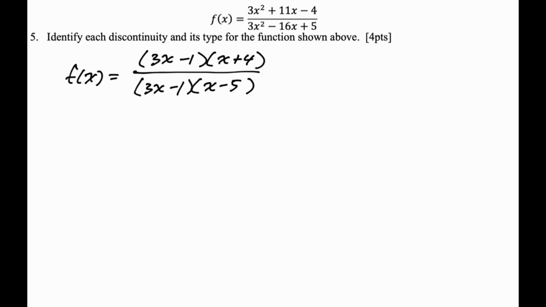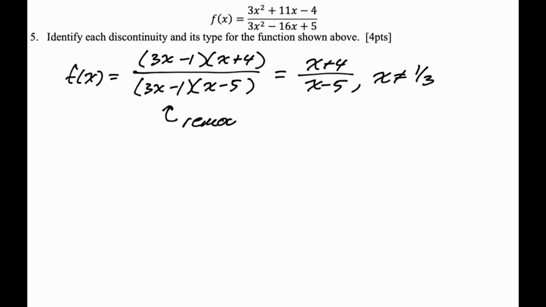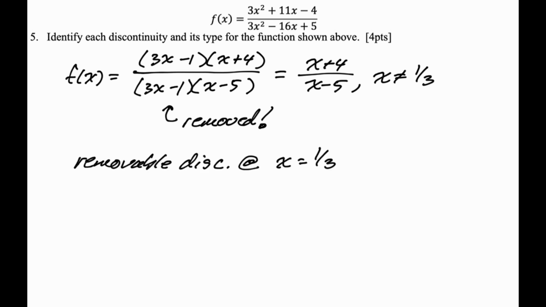So from here, we can simplify to get just x plus 4 over x minus 5, provided that x is not 1/3. The reason x can't be 1/3 is there's a removable discontinuity, right? So we have actually removed the discontinuity by canceling those factors. So we know removable discontinuity for sure at x equals 1/3.